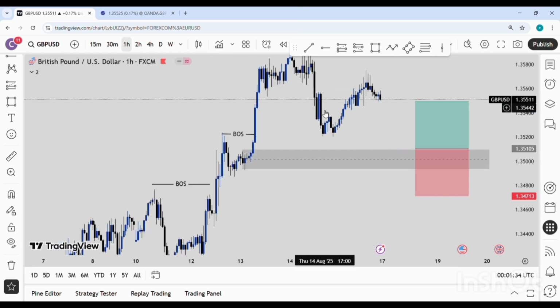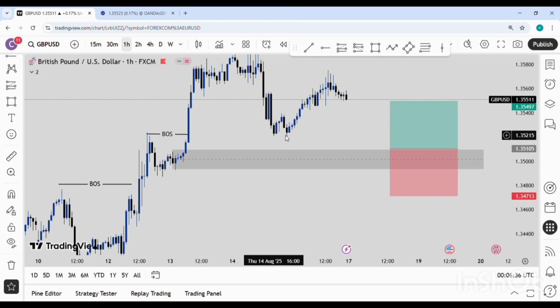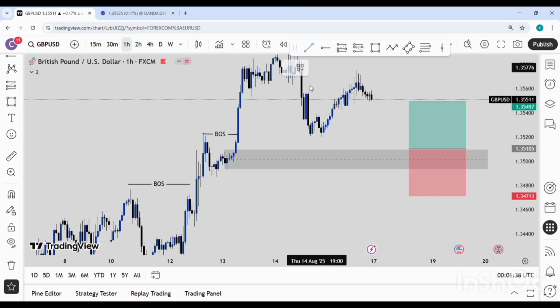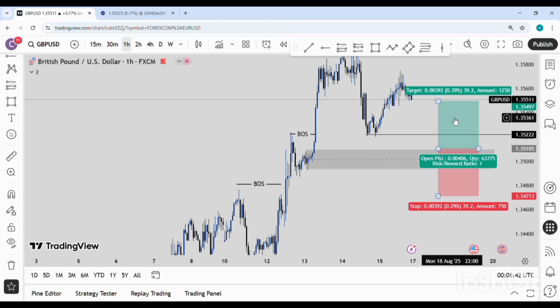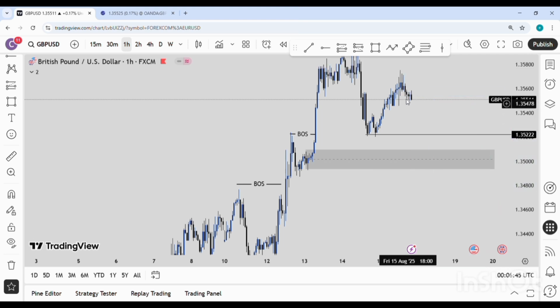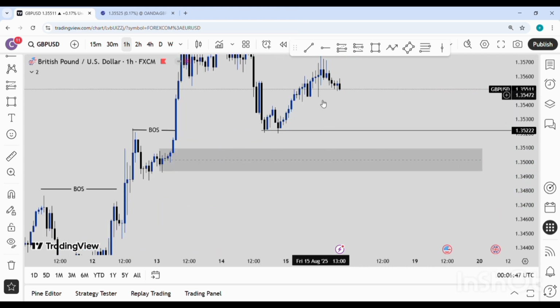So these 2 equal lows will serve as our liquidity that we are expecting price to sweep. After seeing that liquidity, our entry will be okay. No entry yet, because this is our 1-hour time frame. Let's go down to our 15 minutes time frame.